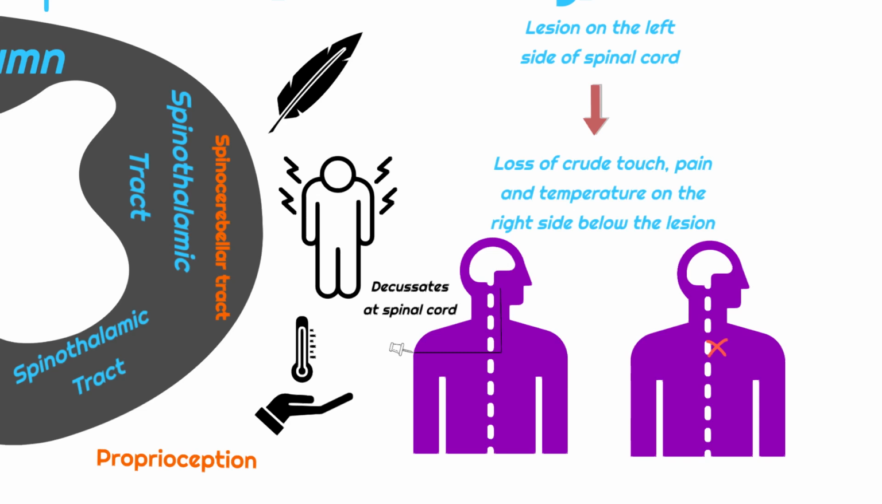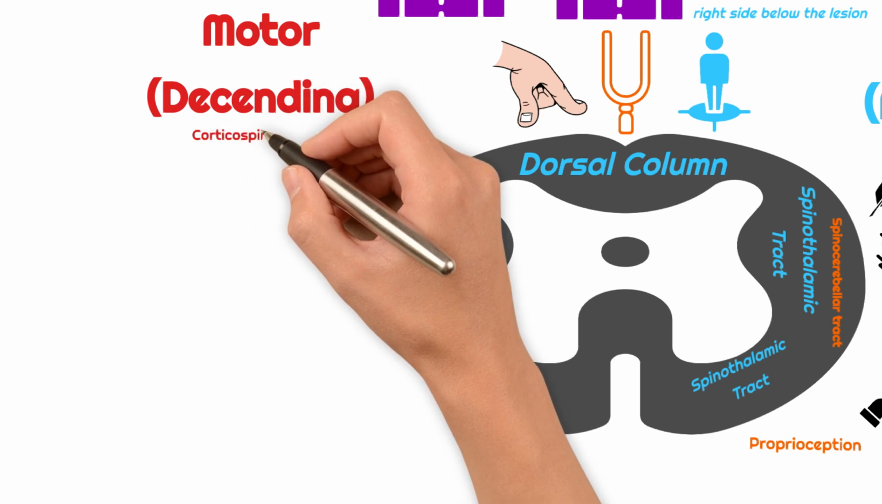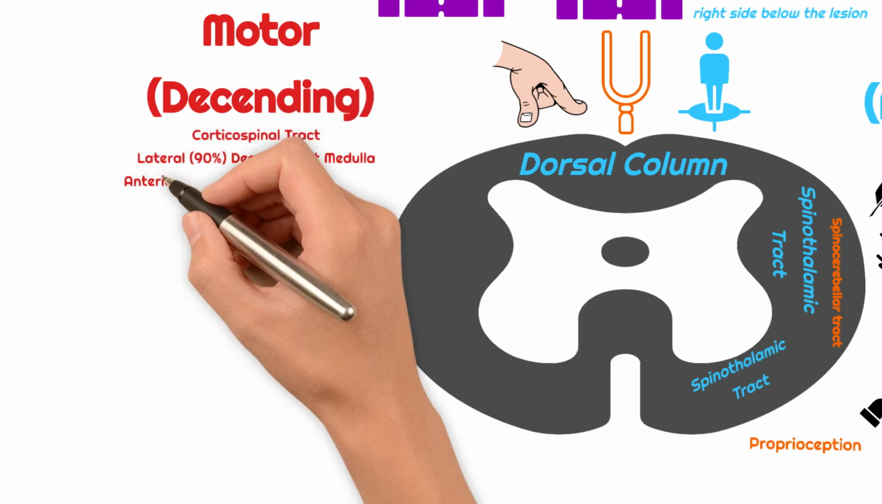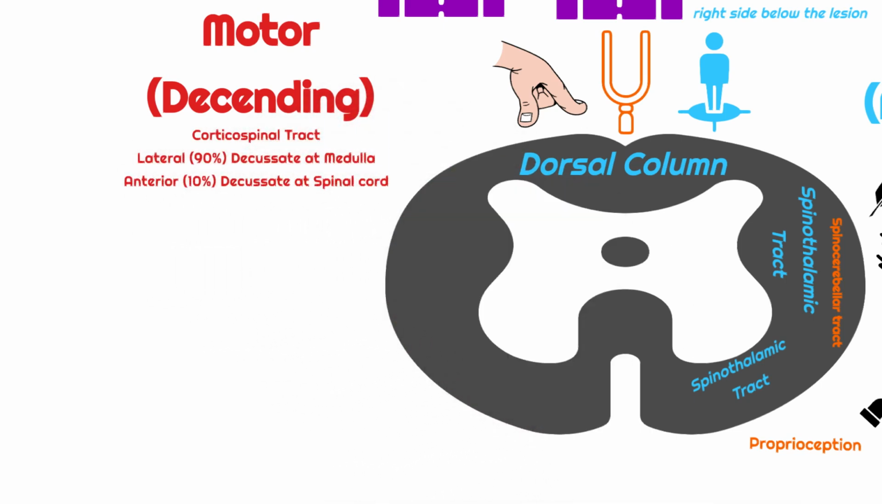As for the motor or the descending tract, it's made up of the corticospinal or the pyramidal tract, which has lateral and anterior fibers, and the extrapyramidal tract. Today, as I said, we're going to focus on the pyramidal, the corticospinal tract. It's made up of the lateral tracts, which is 90% of the tract, and the lateral tracts decussate at the medulla, at the pyramid. These are a bundle of tracts that are visible as ridges on the medulla.